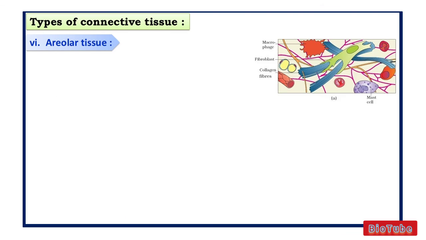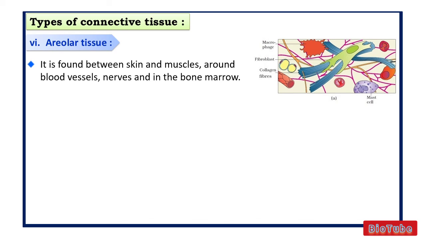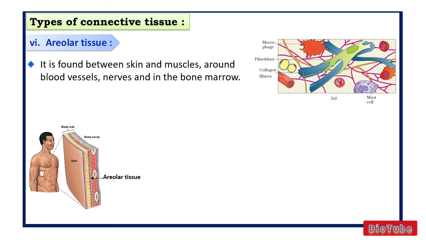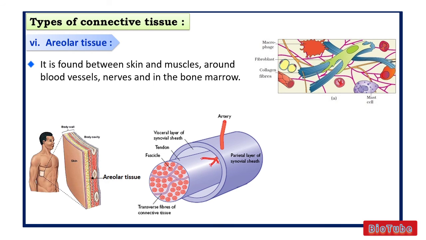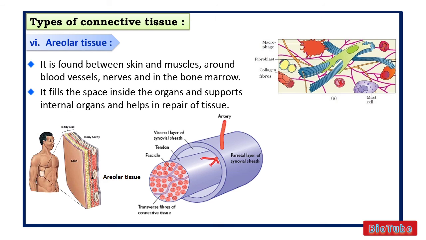Next is the areolar tissue. Areolar tissue is a soft and gel-like connective tissue with some elasticity. It is generally found between skin and muscles, around blood vessels, nerves, and in the bone marrow. It holds the interstitial fluids, that is, the fluid flowing between the cells, and carries and delivers nutrients or waste. It also facilitates the passage for molecules. It fills the space inside your organs, supports your internal organs and helps in repair of the tissue. It wraps and cushions organs and is widely distributed under the skin of the body.